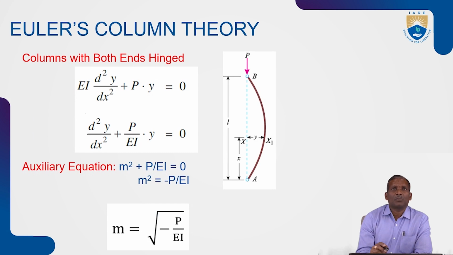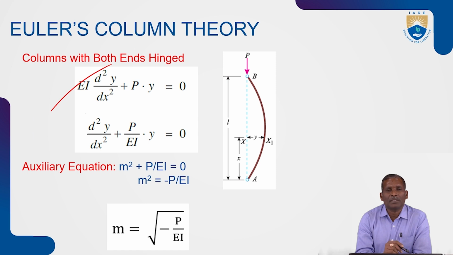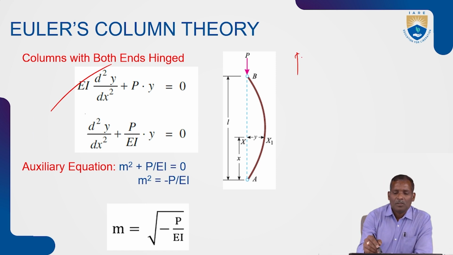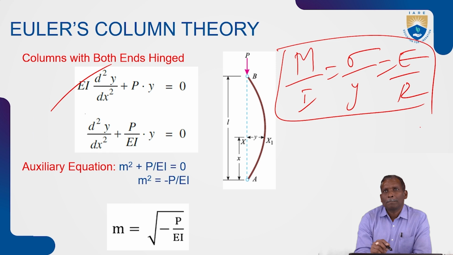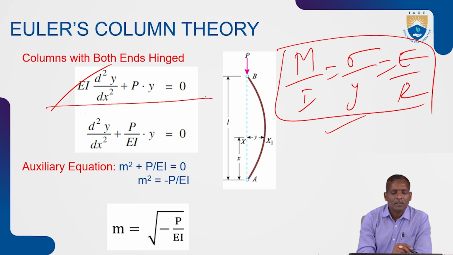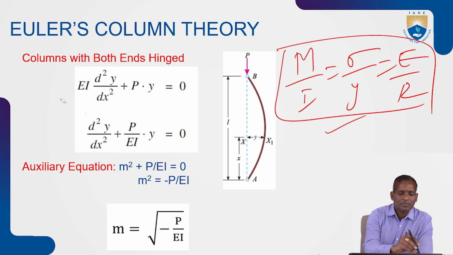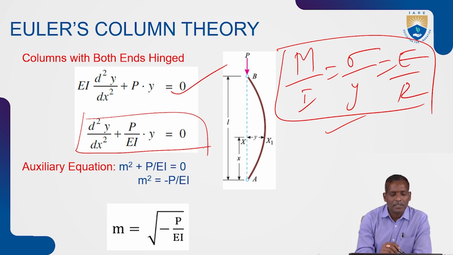Now, for the column with both ends hinged, let us derive the equation. You know the bending equation. Already we have derived M by I is equal to sigma by y is equal to E by R. Now take this equation and write down EI into d square y by dx square plus P into y is equal to 0. So you can write d square y by dx square plus P by EI into y is equal to 0.